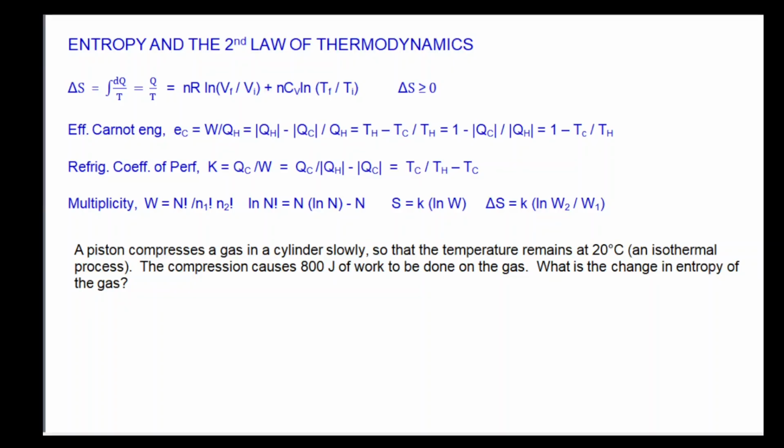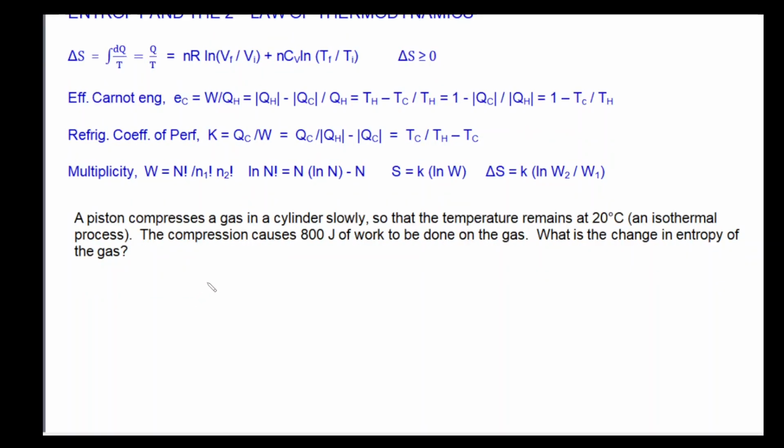Let's do some problems. Here's the first one. A piston compresses a gas in a cylinder slowly so that the temperature remains at 20 degrees Celsius, which is an isothermal process. The compression causes 800 joules of work to be done on the gas. What is the change in entropy of the gas? So we know that this is an isothermal process, so the change in temperature is 0. That means the change in internal energy is 0.